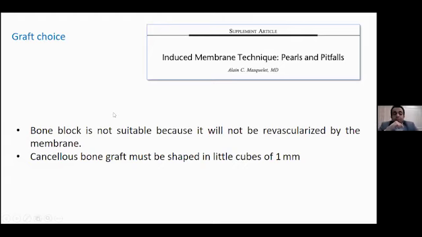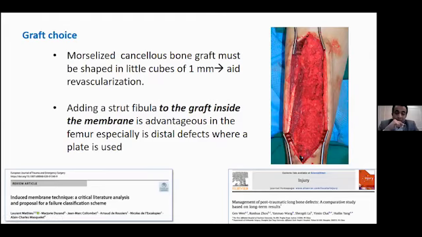Graft choice. Bone block is not suitable because it will not be revascularized by the membrane. Morselized cancellous bone graft must be shaped in little cubes of 1 millimeter, which aids revascularization. Adding a strut fibula to the graft inside the membrane is advantageous in the femur, especially in distal defects where a plate is used.